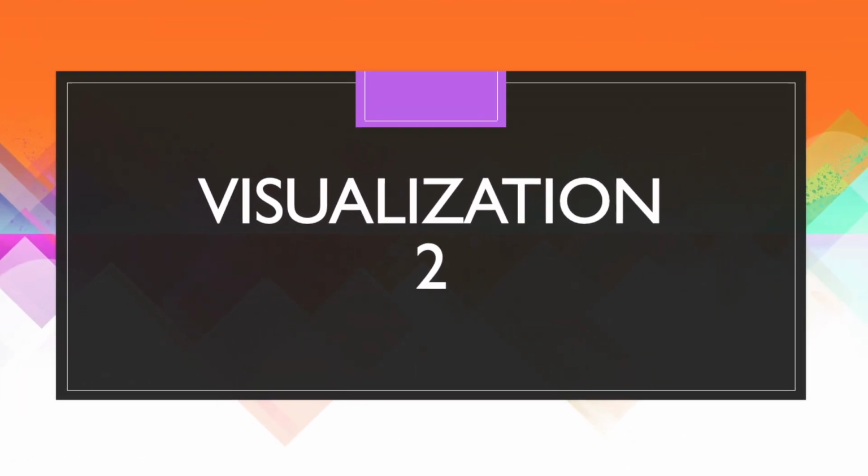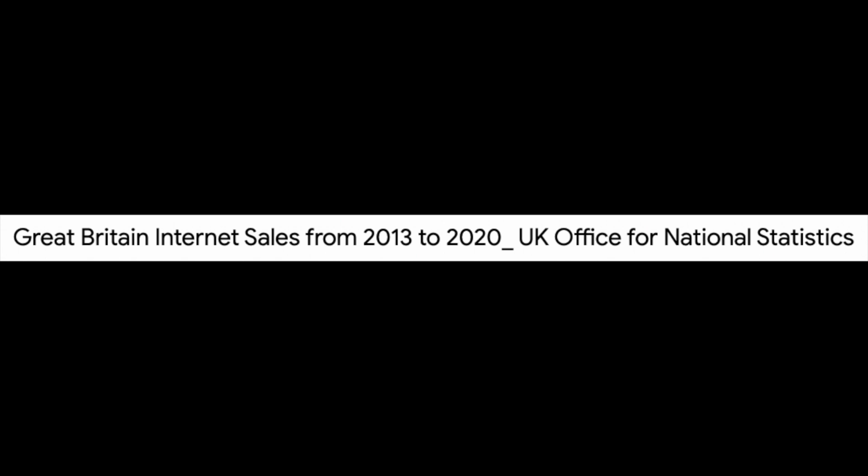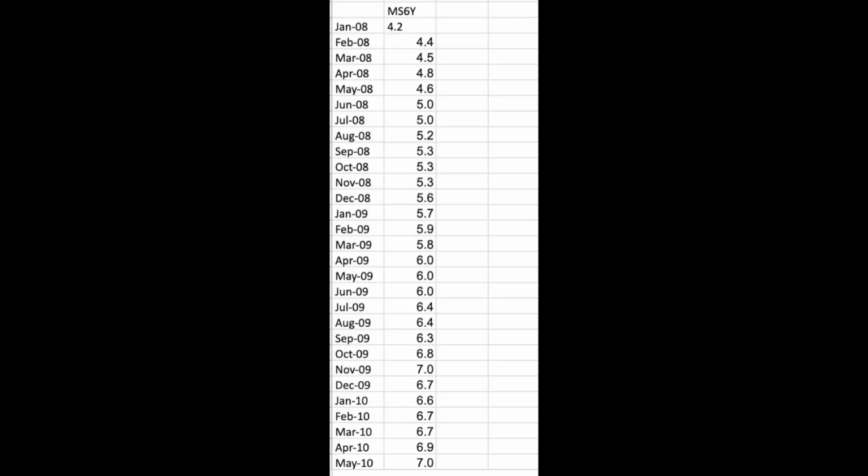Going on to visualization 2, it is Great Britain's internet sales from 2013 to 2020. This is our raw data. It measures internet sales index against the month and year. Internet sales index is basically the demand and actual volume of goods sold on the internet.